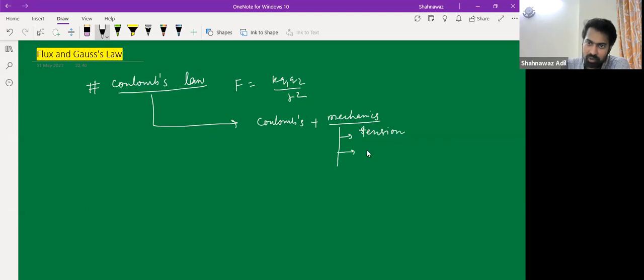Then we learned about the spring, and then we learned about simple harmonic motion also, right? So this we did with Coulomb's law. So this was again added with equilibrium. Right, guys?